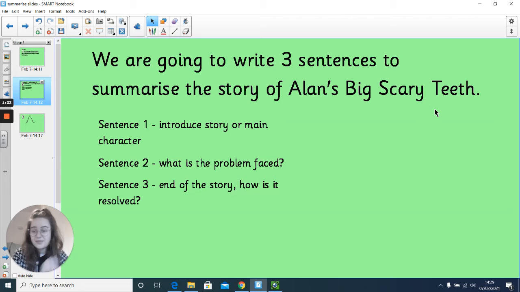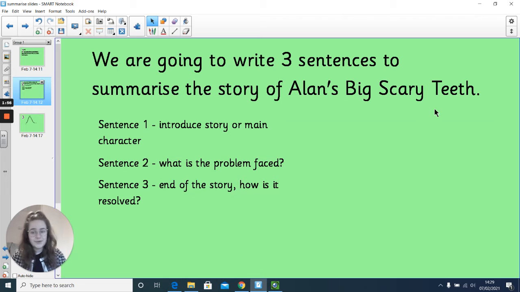So today we're going to write 3 sentences and that is all. We're not allowed to write any more than 3. And we're going to write 3 sentences to summarise the story of Alan's Big Scary Teeth. That means write 3 sentences and have a go at basically retelling the story in our 3 sentences. We're not going to write about everything that happens, we're just going to write about the main things that happen.